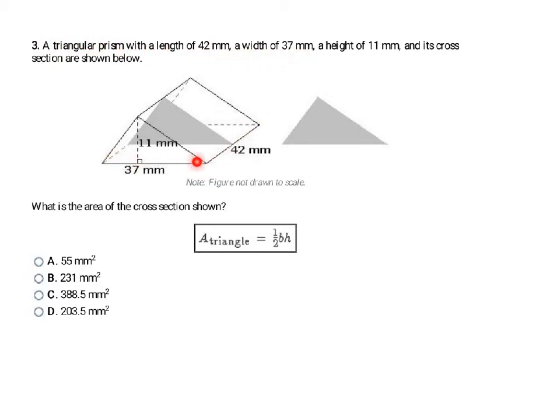In this problem, it's a triangular prism, and it has a length of 42 millimeters, a width of 37 millimeters, and a height of 11 millimeters. Its cross-section is shown below, this gray area. What is the area of the cross-section below? They tell us the area of a triangle is 1/2 base times height.